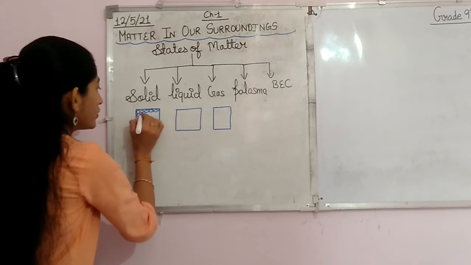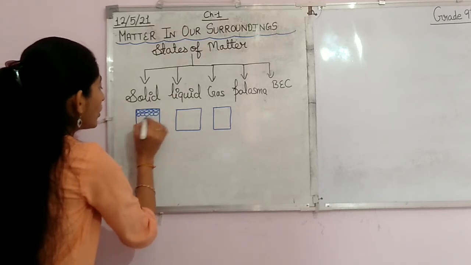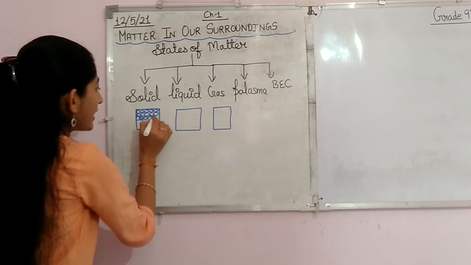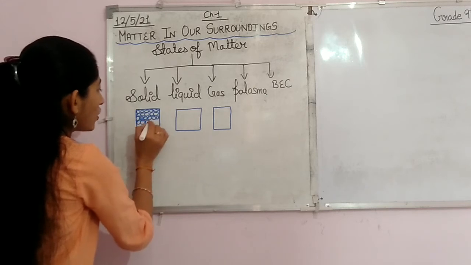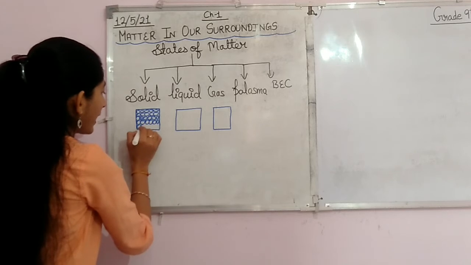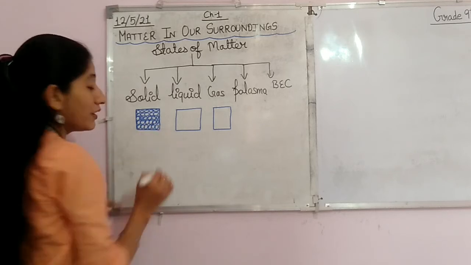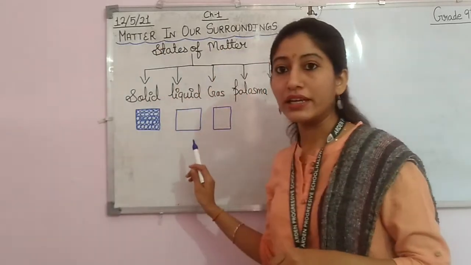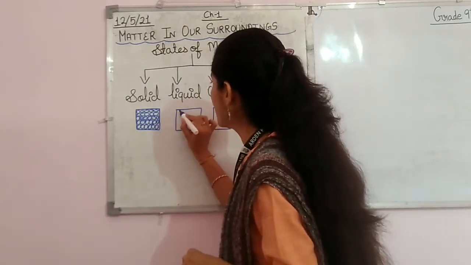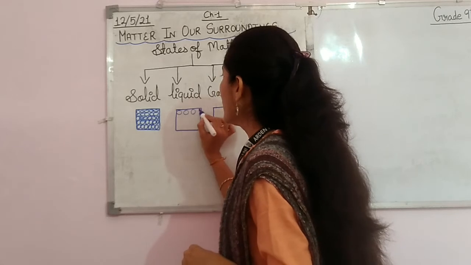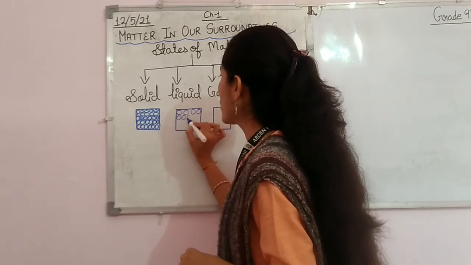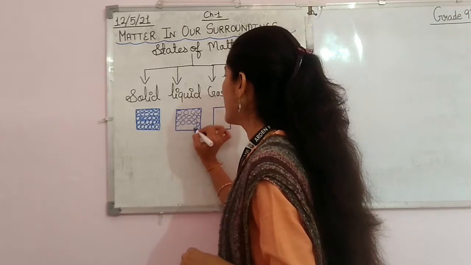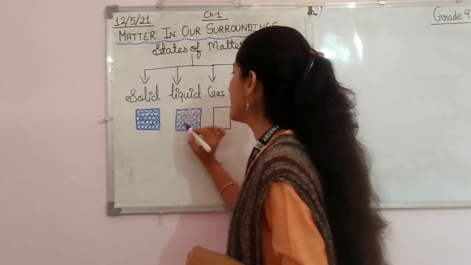When we talk about solids, you all know that the molecular arrangement in solids is very tightly packed. In solids, molecules are arranged like this, right? When we talk about liquids, the molecular arrangement is like this, where molecules are not so tightly packed as compared to solids. Molecules are there, but they are not so tightly packed as in solids.